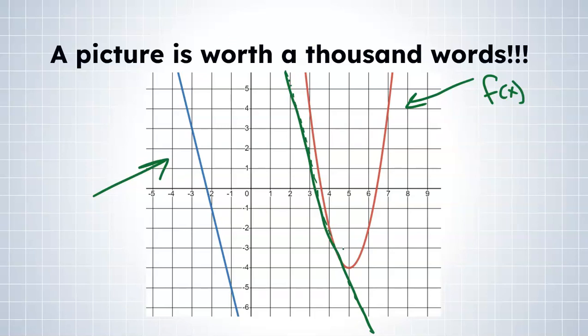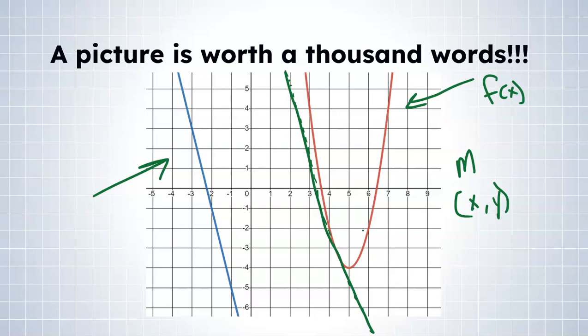Now, how do you find the equation of any line? Well, there's two things you need. You need the slope, m, and you need a point (x, y). So if I can find the slope of that green line and I can find a point on that green line, then I could pretty easily find the equation of that green line.